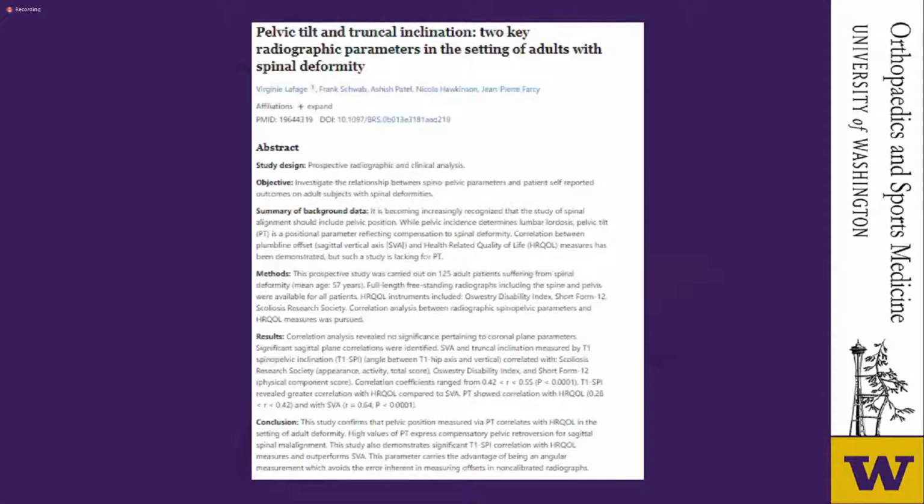This next study I have was published in 2009 out of NYU. The main goal of their study was to determine the relationship between spinopelvic parameters and patient outcomes. This was a prospective study that included about 125 patients with adult spinal deformity.